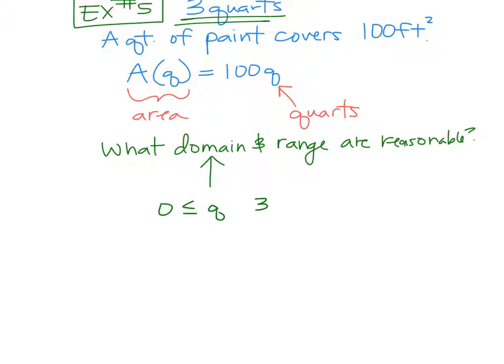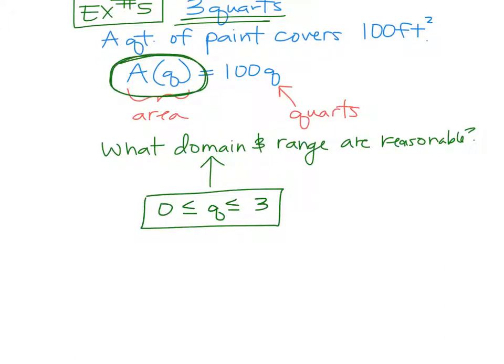So 0 is less than or equal to the number of quarts, which is less than or equal to 3. Okay, when they're asking what's reasonable, we set it up as a range from 0 to 3. Okay, so for my domain, this is reasonable. If that's a reasonable domain, now you have to figure out what's a reasonable range. Range is the A of Q or the F of X or whatever. In this case, my range is whatever we're going to get out of that.